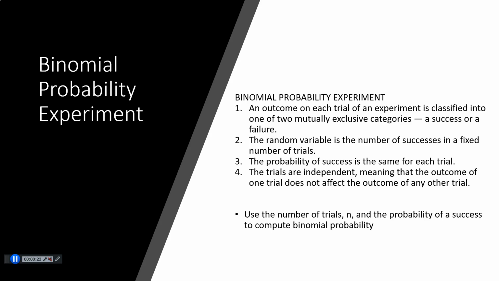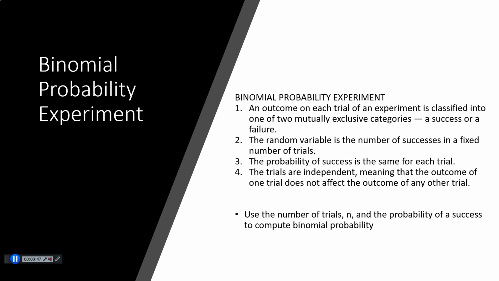So you can either be successful or failure. And these outcomes are going to be mutually exclusive. The random variable is going to be your number of successes in a fixed number of trials. So the probability of success is going to be the same for each trial, and the trials are independent, meaning that the outcome of one trial is not going to affect the outcome of another trial.